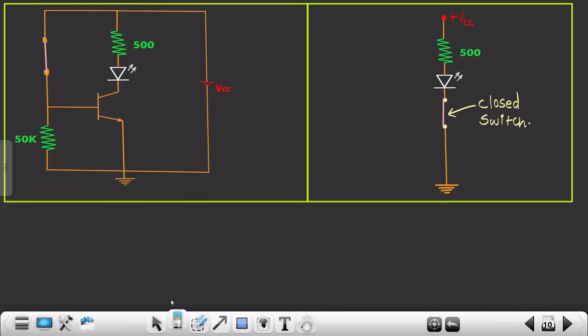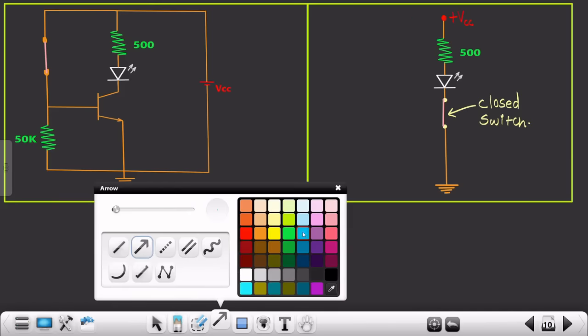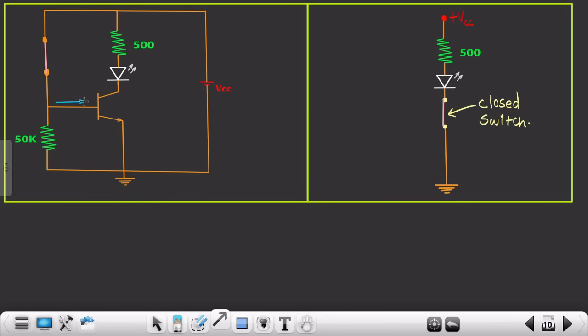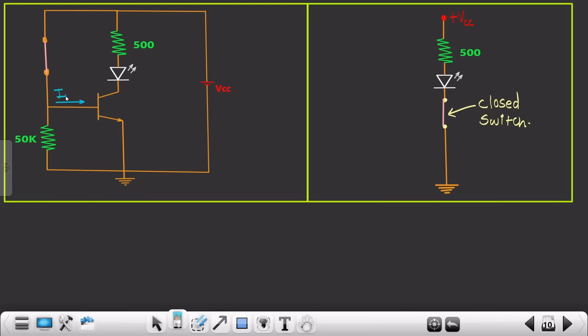So that means the current IB flowing through this particular circuit is maximum. IB would be maximum, right? And from here there will be I2 flowing in this particular circuit. So the voltage drop across this particular transistor, this VBE, would be greater than 0.7 volts.